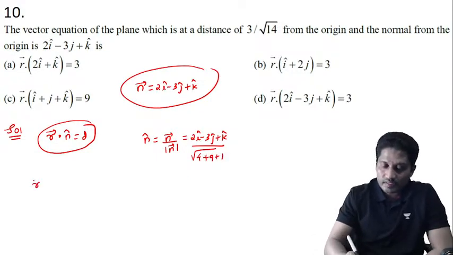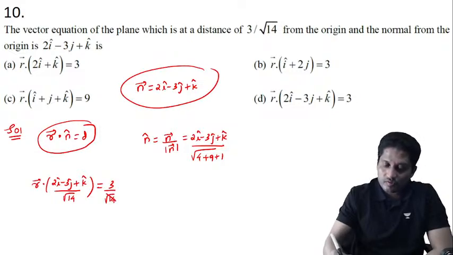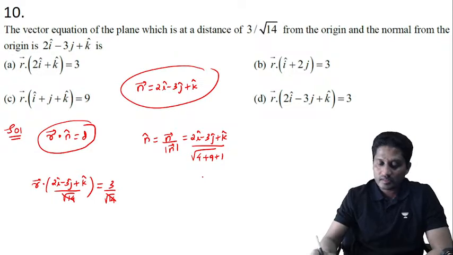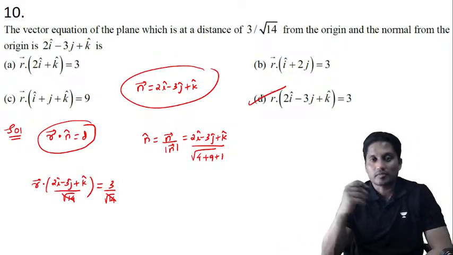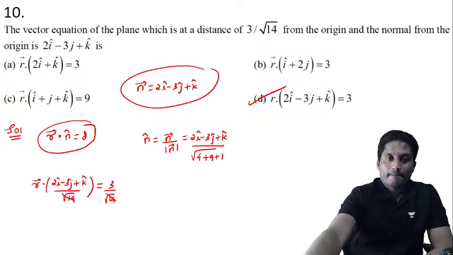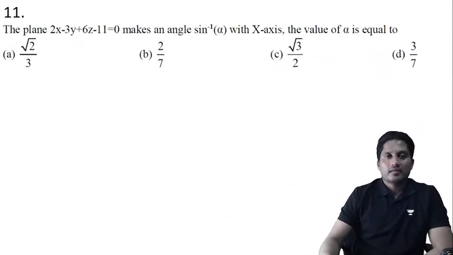So r dot with n cap is 2i minus 3j plus k whole divided by root of 14 is equal to d. Distance from the origin is 3 by root 14. So root 14 will cancel with root 14, right? And that's the answer. R dot with 2i minus 3j plus k is equal to 3. Answer is option D. Right?